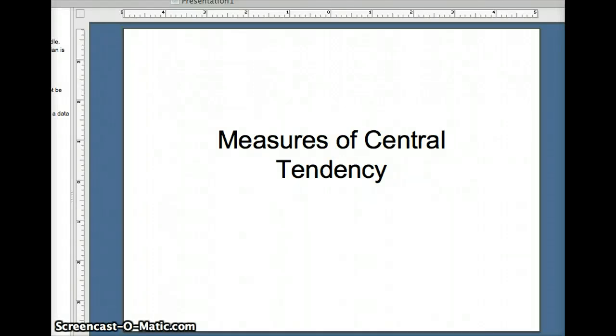Today we're going to look at measures of central tendency. So if we have a large data set, how do we describe how it's behaving? Is there one number that we can look at that will give us some idea of that data set?